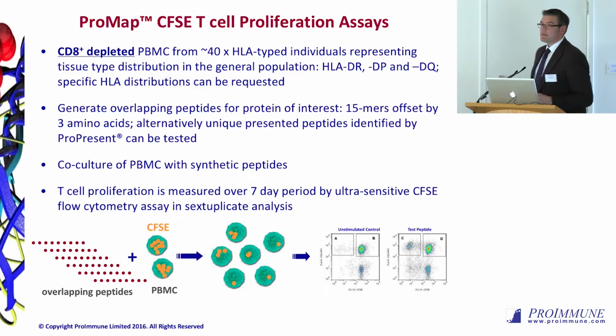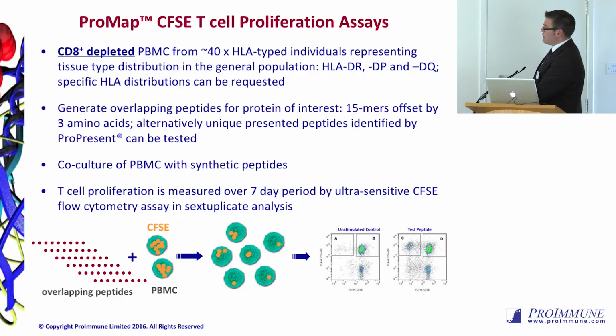So we're using PBMCs from typically 40 or 50 donors, in this case 40 donors, and the cells are depleted of CD8s, and they're all tissue typed. And what we do is we either generate overlapping peptides from your protein or your region of interest, or we can use the peptides that we've identified from this antigen presentation assay. And we do a 7-day culture in a CFSE proliferation assay.